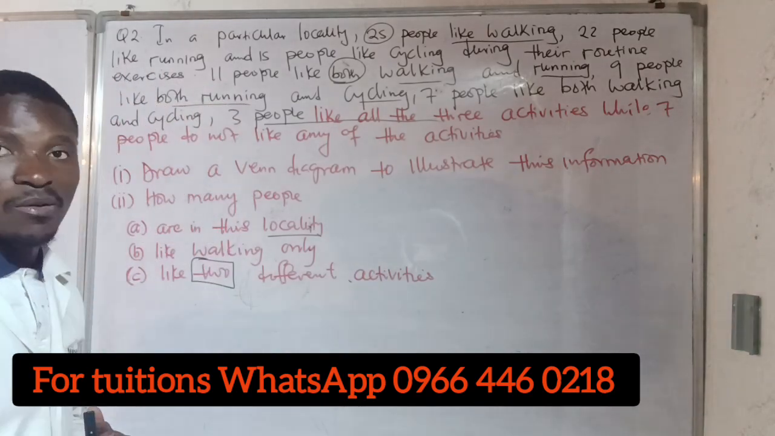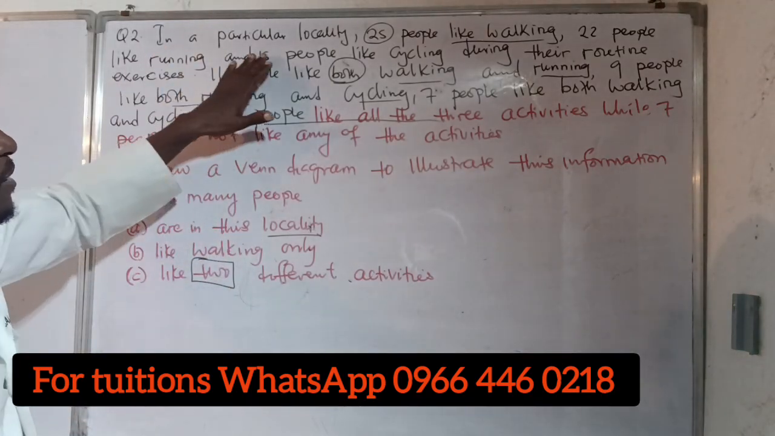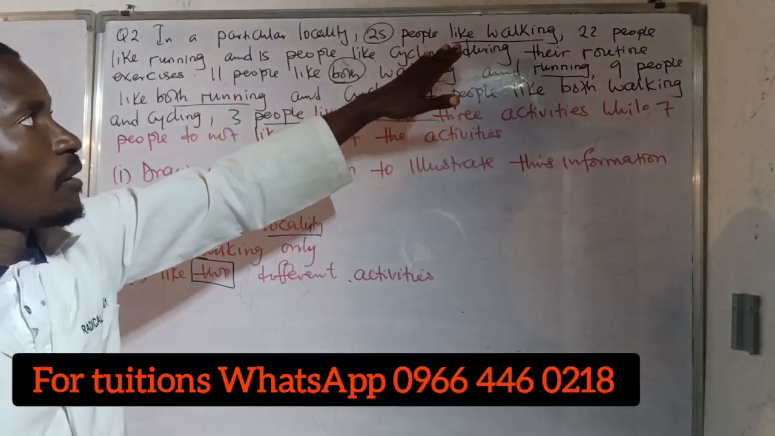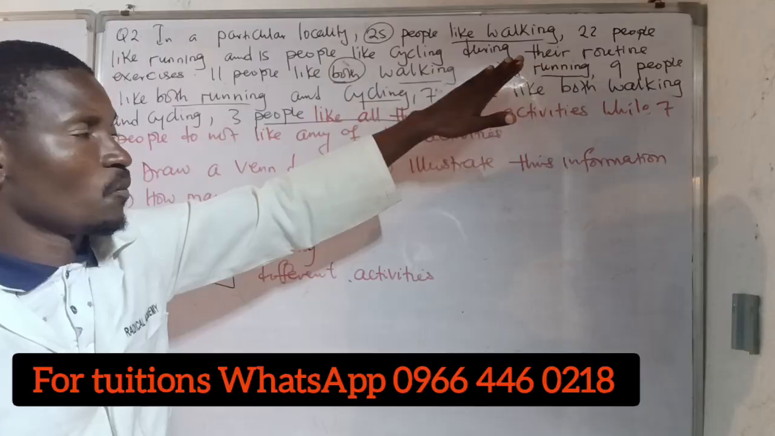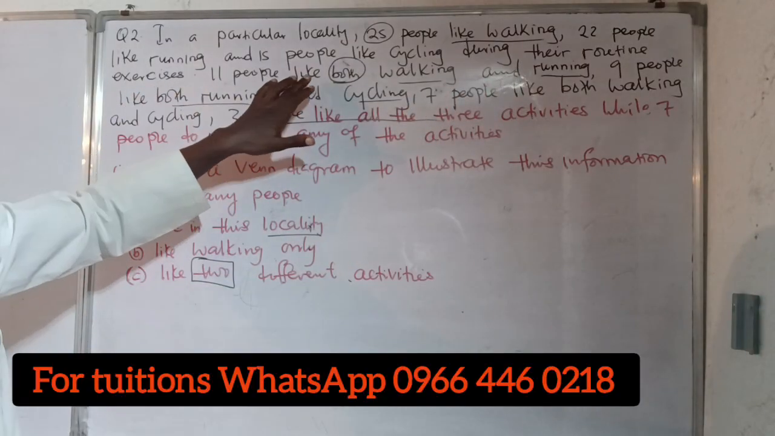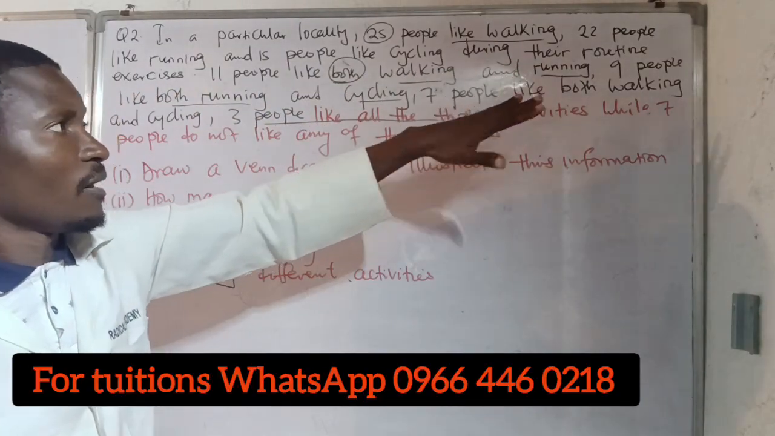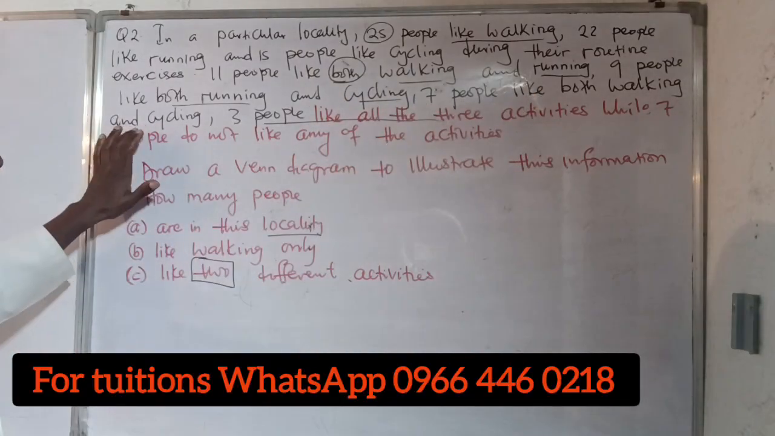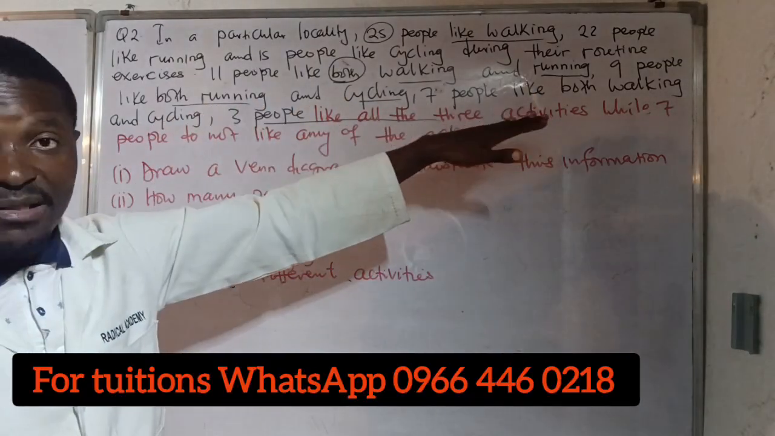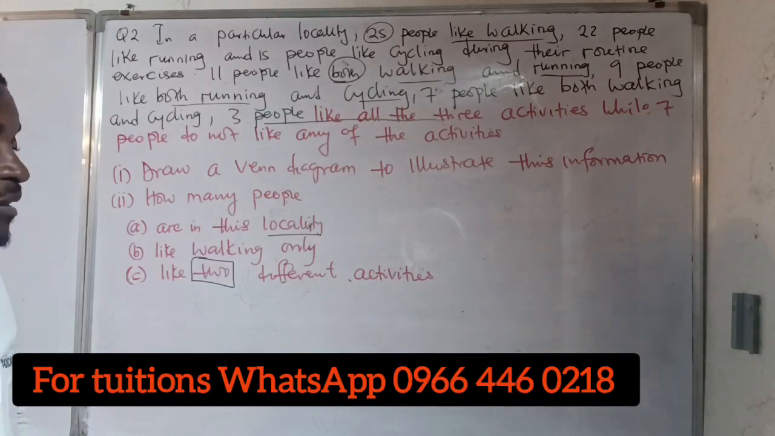Okay, so what we have now is in a particular locality, 25 people like walking, 22 people like running, and 15 people like cycling during their routine exercises. 11 people like both walking and running, 9 people like both running and cycling, 7 people like both walking and cycling, 3 people like all the 3 activities, while 7 people do not like any of the activities.